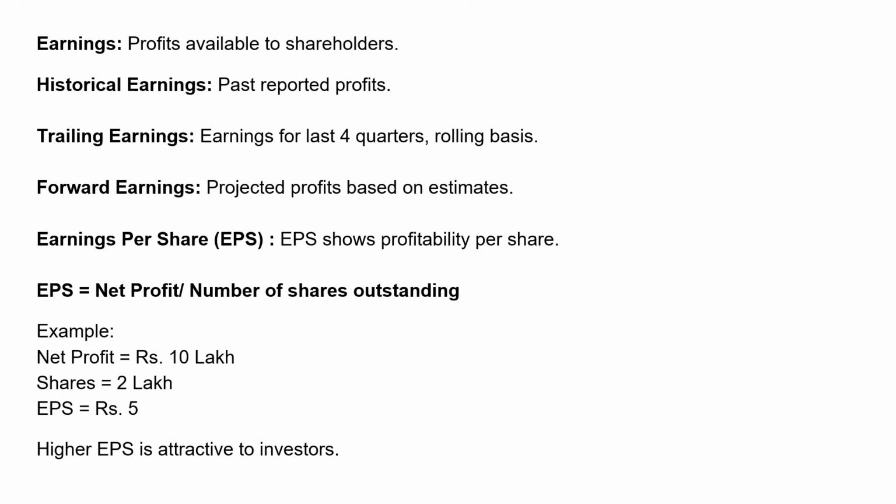Earning per share. Earning per share shows the profitability per share. Earning per share is easy to calculate. Again, this is a very common question that is asked in the exam. Earning per share is calculated as net profit divided by number of shares outstanding. So for example, if you have 10 lakh rupees as net profit, number of shares is 2 lakh, so earning per share will be rupees 5. So we often say that higher the earning per share is more attractive for the investor. So if you are getting more earning per rupees that you are putting in, then that is attractive for an investor, right?